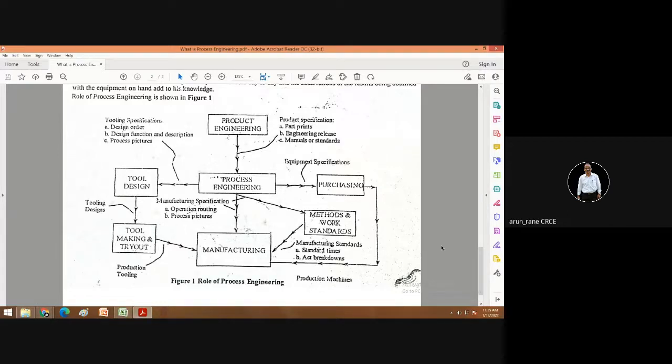Then method and work study. There is a separate department called industrial engineering, and the industrial engineering department does this method study and time study. Work standard means time study. Method study means how to manufacture. So the process engineer's role is very crucial in helping the industrial engineer, because the process engineer is on the shop. He knows everything, the ins and outs of the product.